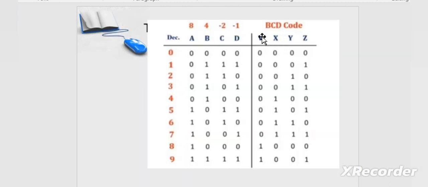The don't care terms are those that are not part of the decimal numbers. So the don't care terms are 1, 2, 3, 12, 13 and 14.